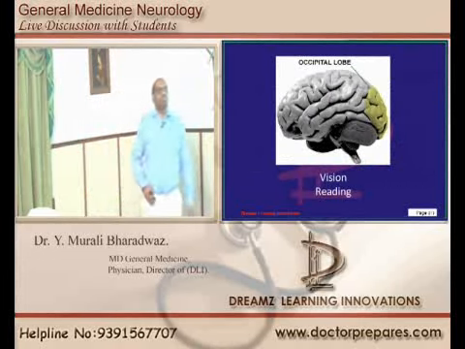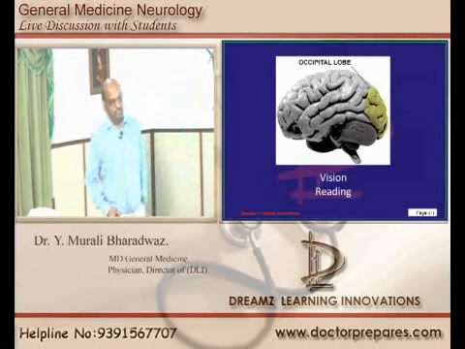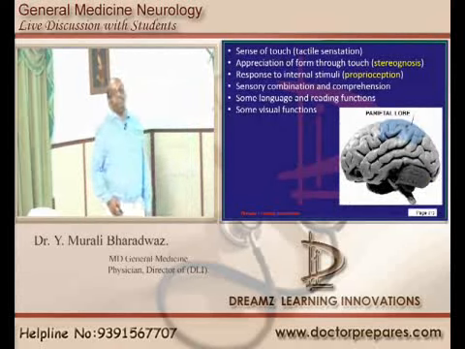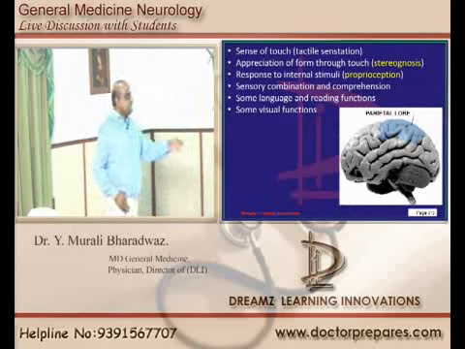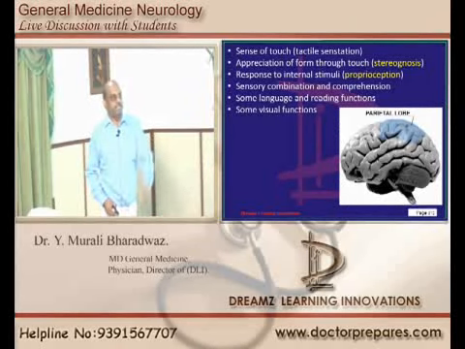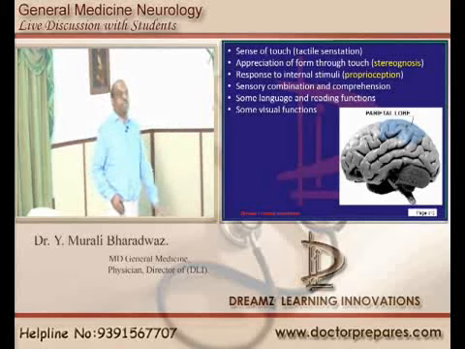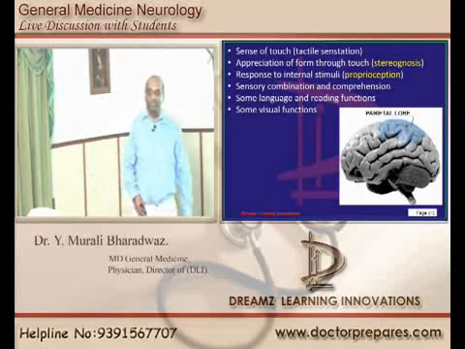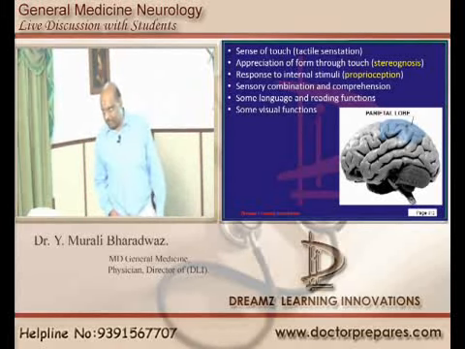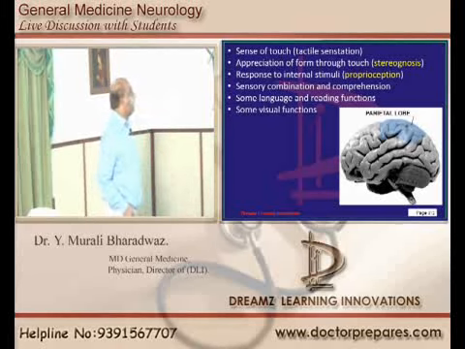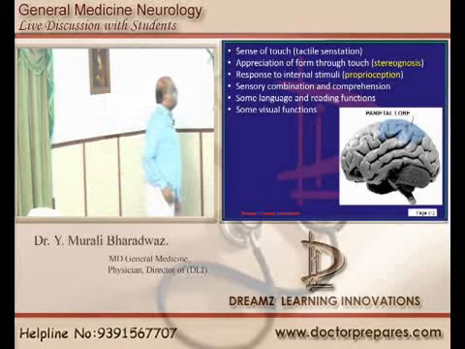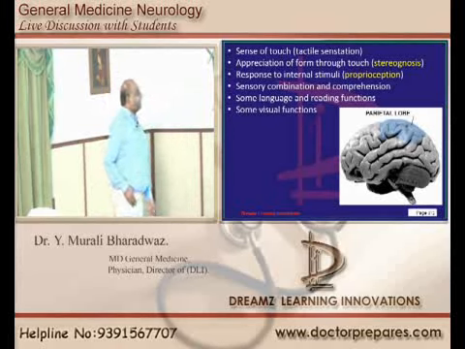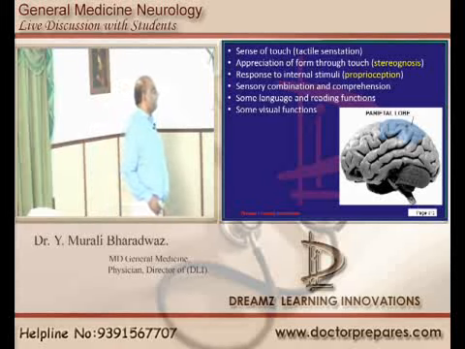Then the occipital lobe: seeing and reading, vision and reading, is its function. Then the parietal lobe, very important. Appreciation of form by touch is the function of the parietal lobe. That's the reason in Gerstmann syndrome there is a loss of stereognosis due to parietal lobe dysfunction. Balint syndrome, Gerstmann syndrome, you have already reviewed them I believe. Then proprioception and visual functions are all parietal lobe.